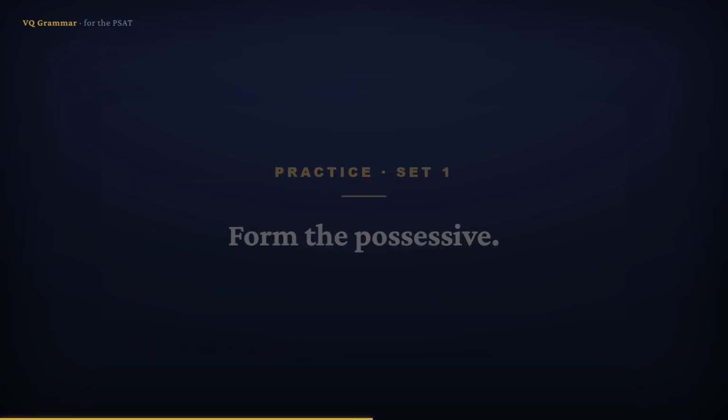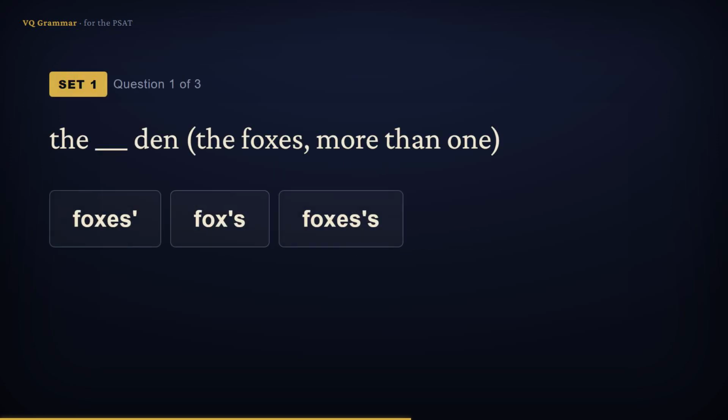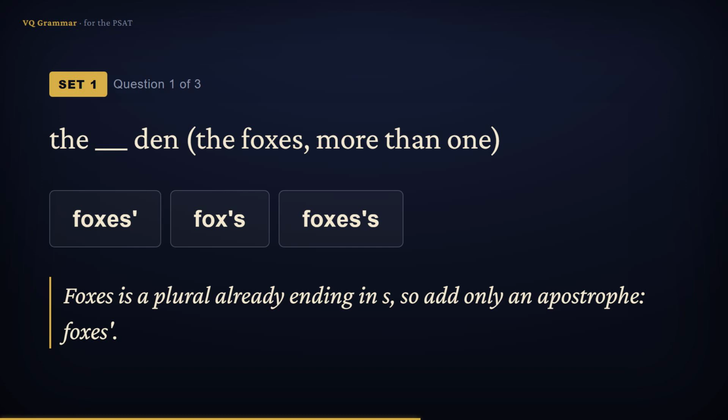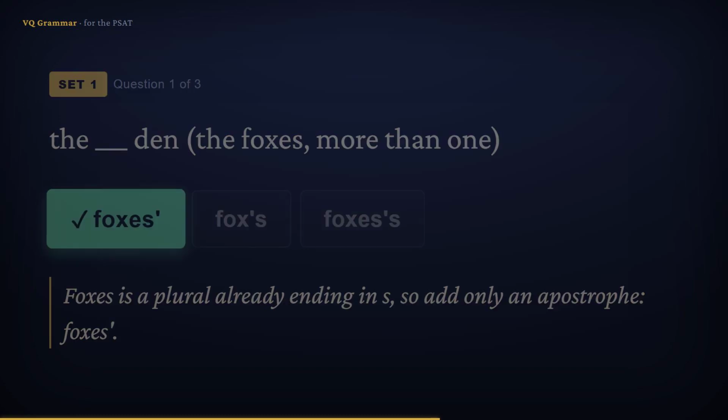Let's try a few. In this first set, choose the correct possessive form. Look at the noun. Is it singular, a plural without s, or a plural that already ends in s? That decides where the apostrophe goes. Pause and try each one before I answer. The den belongs to the foxes, more than one fox. Foxes is a plural, and it already ends in s, so we add only an apostrophe, nothing after it. Foxes, apostrophe. So the answer is foxes'.